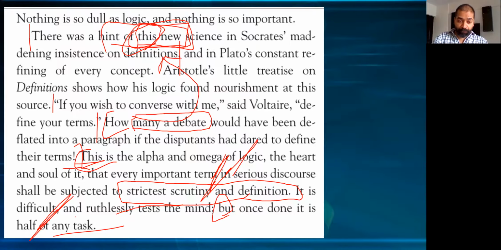For example, "and" is not the same as "but", isn't it? It is difficult and ruthlessly test the mind. Okay, so negative, but once it is done, it's half of any task, positive. So the conjunction that is added will also convey information. Okay, it is raining and I will go out, not the same as it is raining but I will go out. In one case, it's expected for me to go out when it is raining. In another case, it's not expected for me to go out when it's raining. So there's subtle information always getting conveyed. Okay, I hope that makes sense to you.